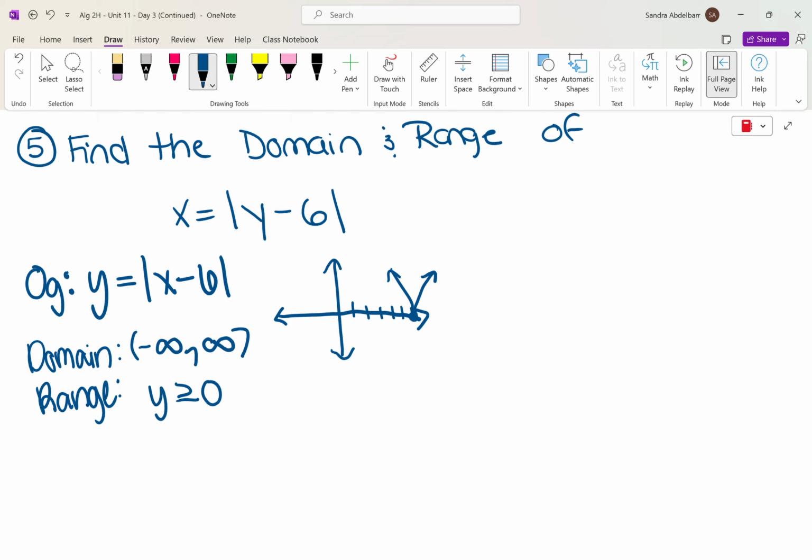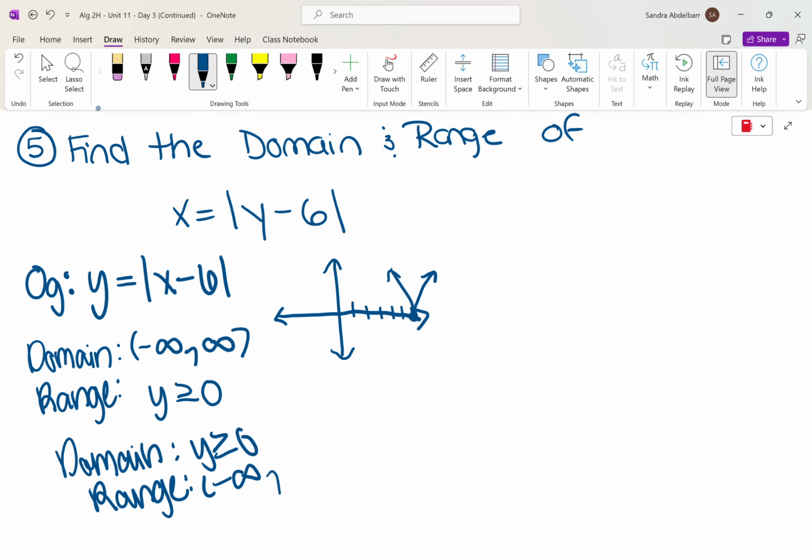Okay, so now that's the domain and range of the original. Now we want to go back to the inverse. So what do we do to find the domain and range of the inverse? Just switch them. You got it. So domain is always X and range is always Y. Oh yeah. So we'll do X is greater than or equal to 0. You got it. Okay, good.